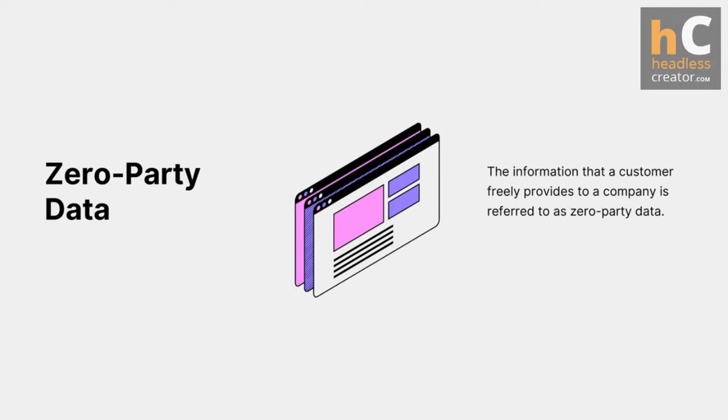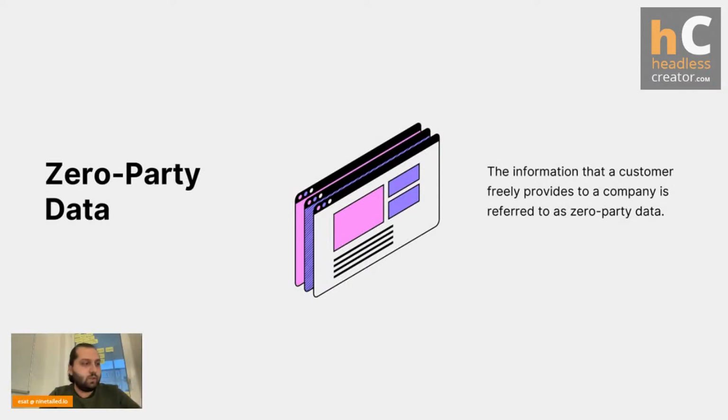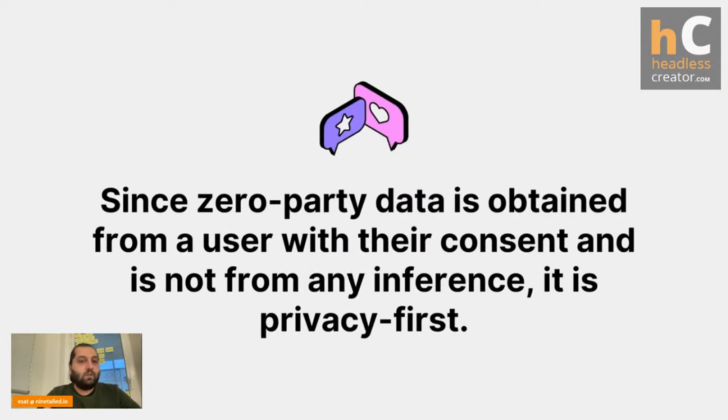The first one is zero-party data. Zero-party data is the information that a customer freely provides to a company. It is not inferred from a customer's behavior on your website. It is explicitly provided by a customer, usually with the expectation that providing their data will result in a better experience. Since zero-party data is obtained from a user with their consent and is not from any inference, it is privacy first.